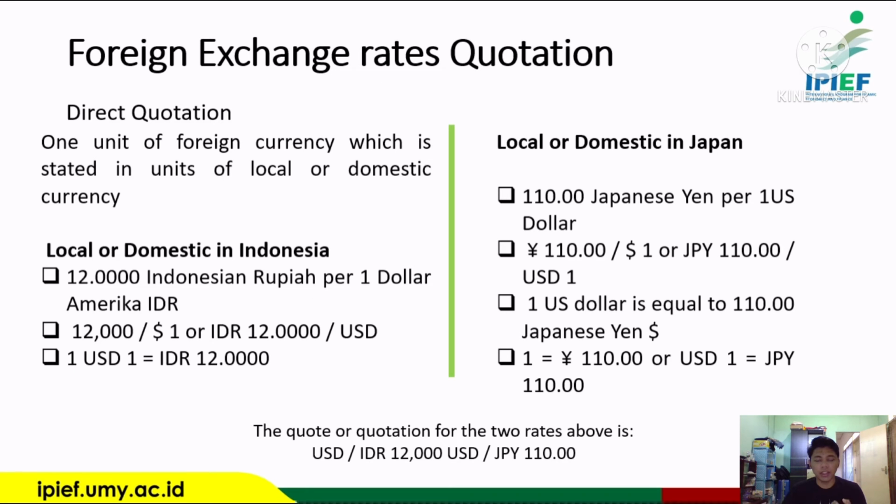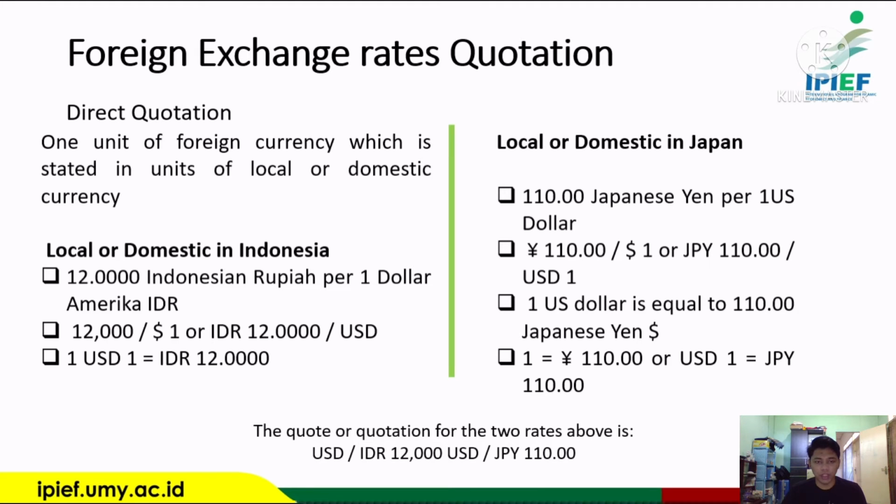There are different types of foreign exchange rates in terms of quotation. The first one is the direct quotation. It means that one unit of foreign currency is stated in units of local or domestic currency. Take a look at the example given. It is first in the local or domestic, Indonesia.